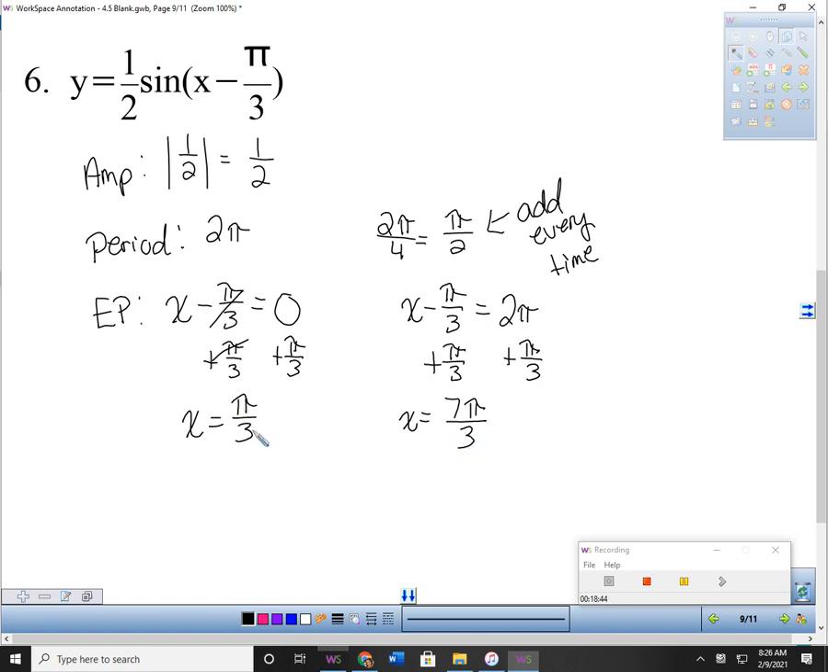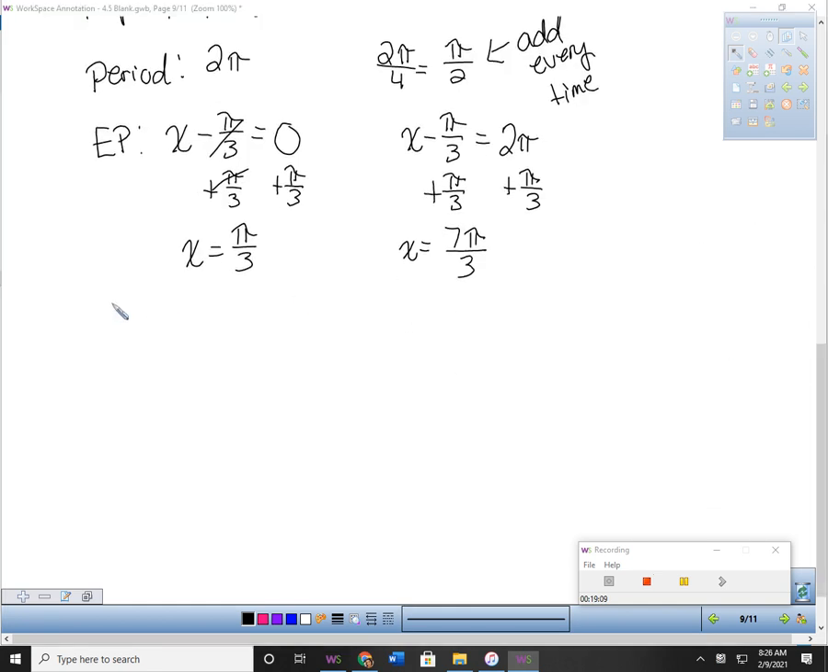So what happened here is I normally start at 0, but now I'm starting at pi over 3. That means that if I subtract a number, it's actually going to shift me to the right. And if I added the number, it would shift me to the left. All right, so when I start my points, instead of starting at 0, the very first one will be pi over 3.